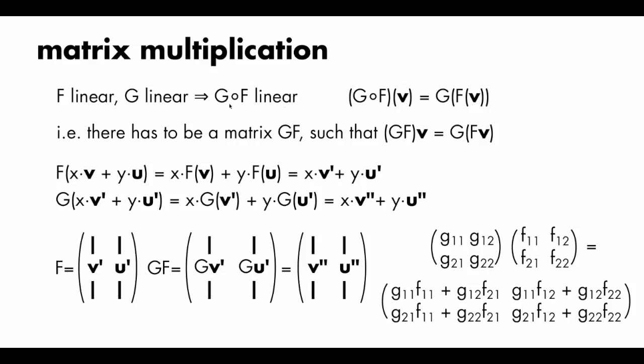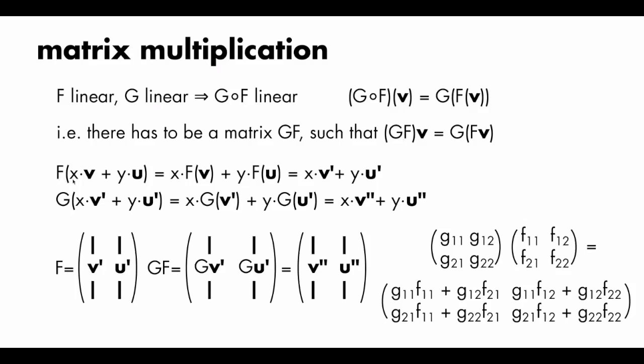And as we'll see, G after F will be linear. That means there has to be a matrix GF such that multiplying that matrix with V is the same as first multiplying V with F, giving me some vector, and then multiplying that vector with G. So this matrix has to exist. We just have to find what the matrix looks like. And, well, that's actually pretty easy.